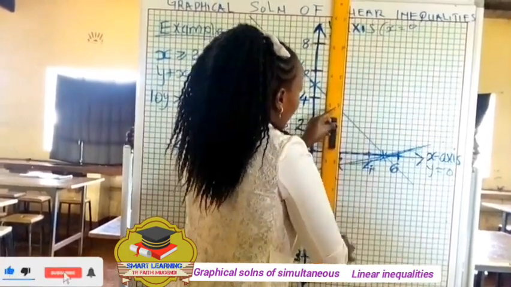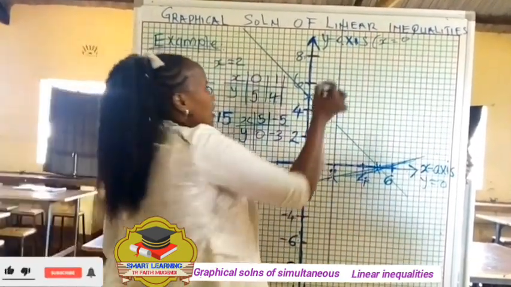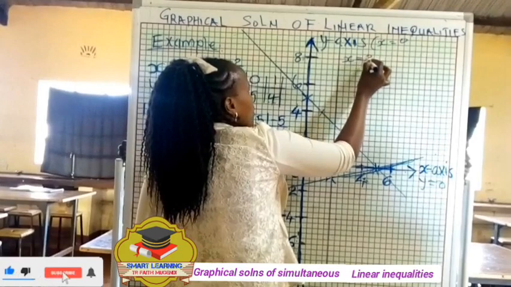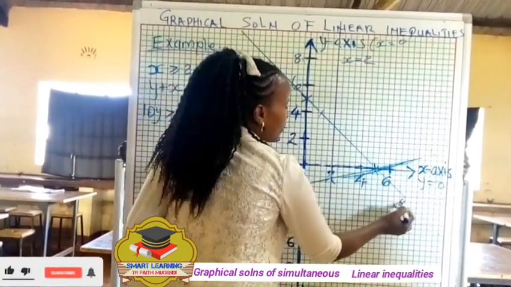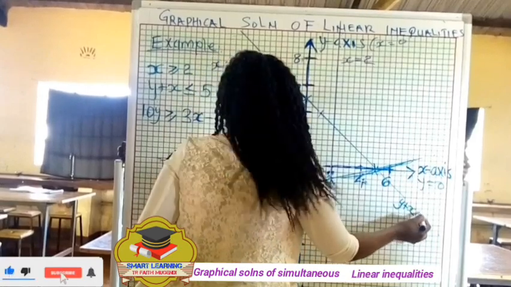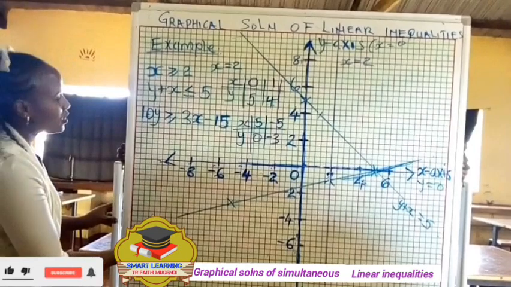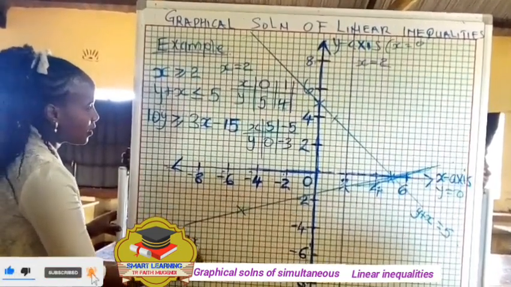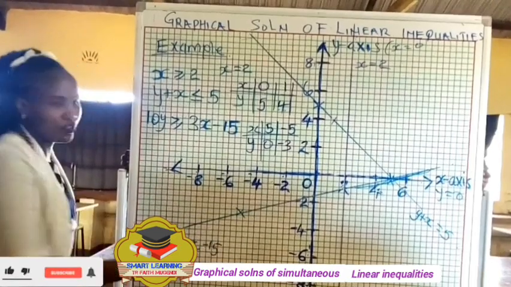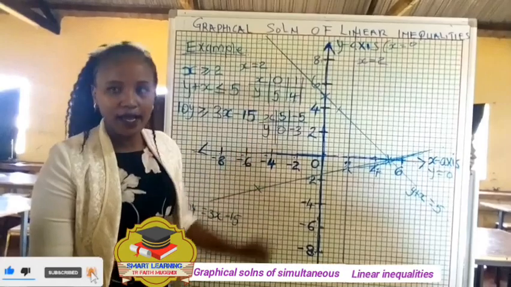Again, expand. Are we together? So this line is X equals 2. This other line is Y plus X equals 5. This other line is 10Y equals 3X minus 15. So we are done with drawing of lines.